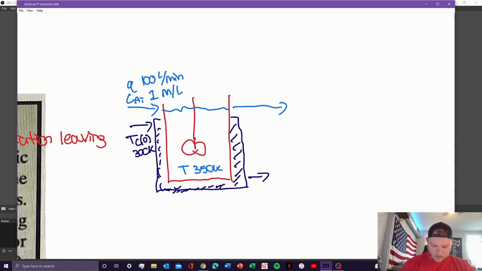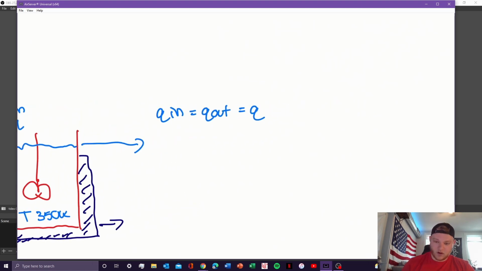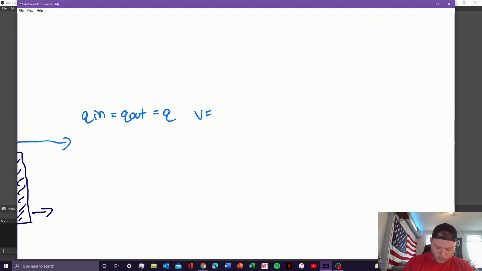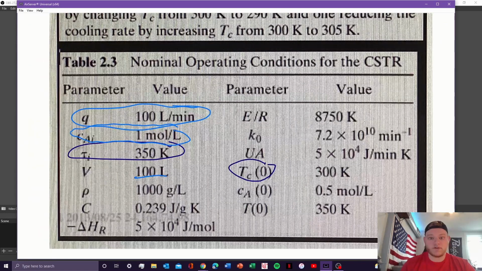Now, since our flow rate is constant, that means that flow rate in is equal to flow rate out, but that also means that our volume will be constant. And our volume is 100 liters. That is constant. Our next variable here is the density. That is also a constant at 1,000 grams per liter.